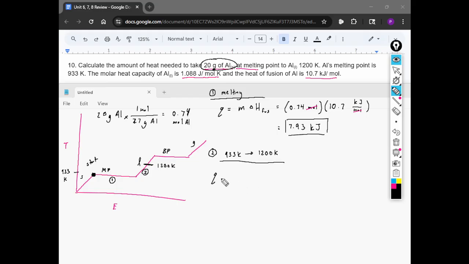So this one is just the calorimetry thing that we learned, Q equals mcΔT. The only difference is that for mass now, we're just going to be using moles because the molar heat capacity is in moles. So we'll take our 0.74 moles of aluminum. We have our C value for liquid aluminum right here, which is 1.088 joules per mole Kelvin. And then our delta T is the change in temperature, so it's going to be 1200 Kelvin minus 933 Kelvin.